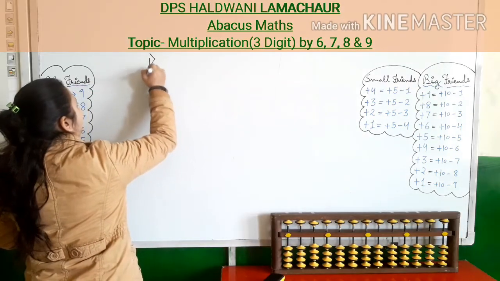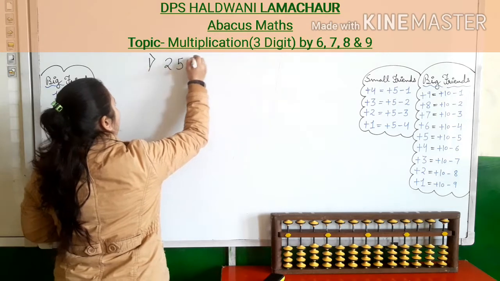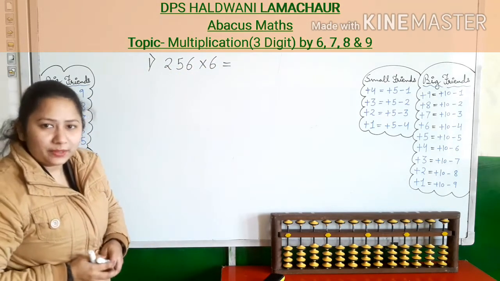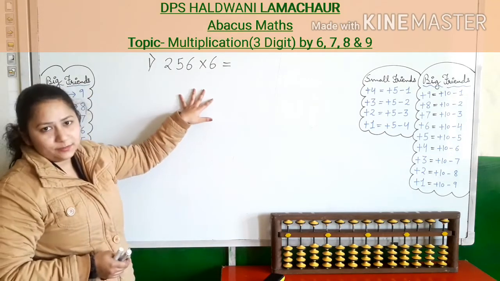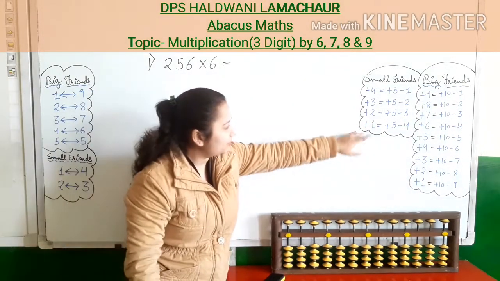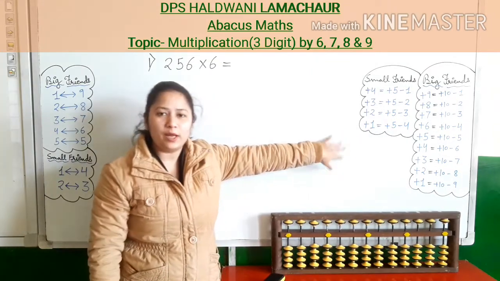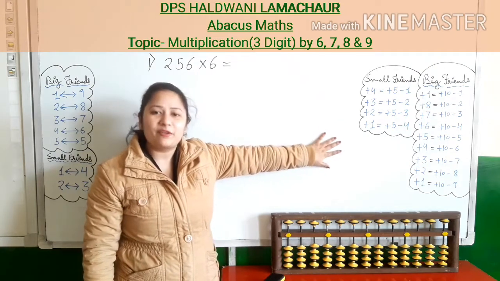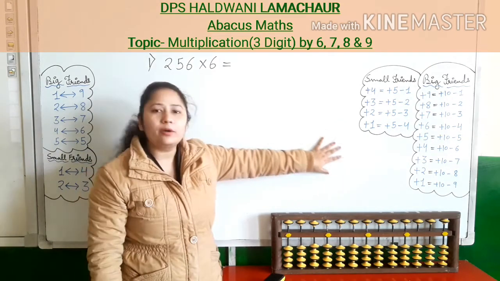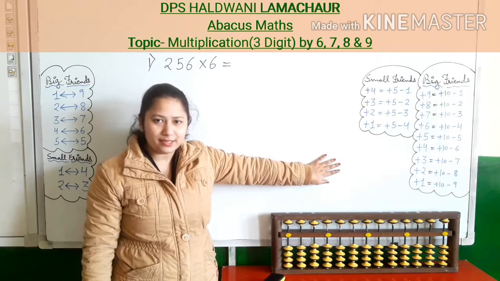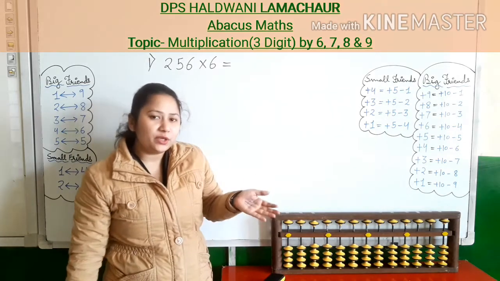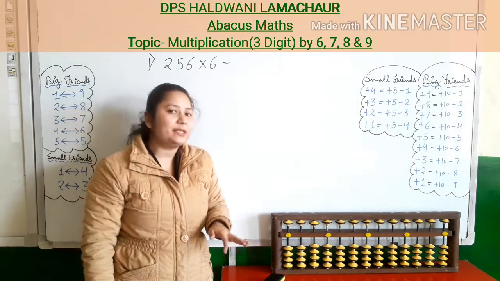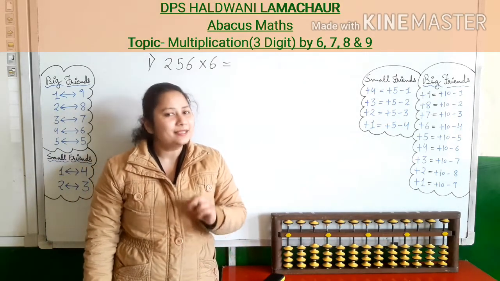Now kids, your first sum is 256 multiplied by 6. Now as you can see, with this sum I have also written the big friends and small friends addition formulas. Students, you are quite familiar with these formulas. I have made you write these formulas in your Abacus notebook also. Yes, I have told you in my previous videos to write these formulas in your notebook, and I hope, kids, that you have written these formulas in your Abacus notebooks.